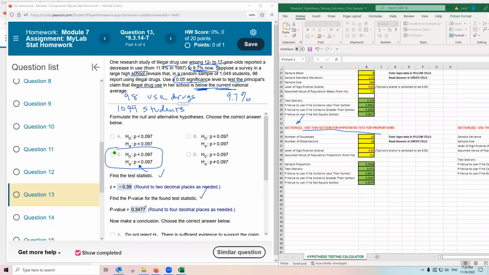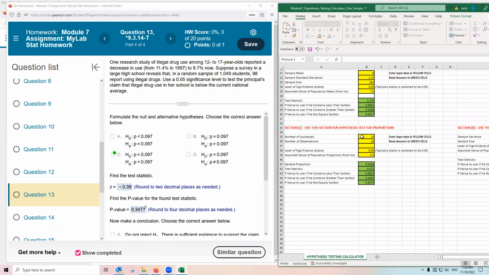All right, so let me come over here to these yellow boxes. And I need to put here the number of successes. Now, really, this is the number of people that said yes to my question, are you using illegal drugs? So that's going to be 98 students. Next is the number of observations. This is the total number of students I asked, which is 1049. Okay. Now, I'm going to leave alpha here as 0.05 because this problem did say use 0.05 significance level.